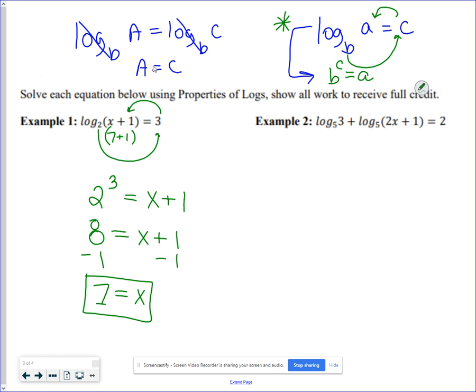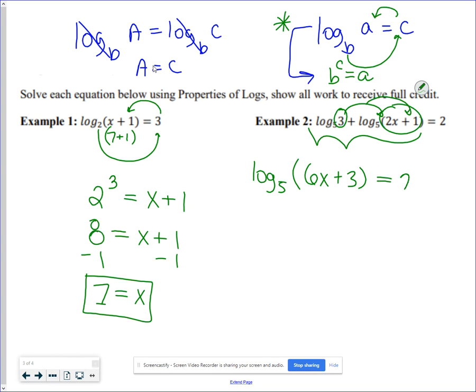All right, so let's try example 2. Well, example 2 is a little different than example 1. On example 1, we just had one logarithm. On example 2, we got 2 logarithms. So we're going to do it like we did yesterday. We want to combine these 2 logarithms. We're adding 2 logarithms of the same base. So if we want to write them as one logarithm, we use multiplication. So I'm going to take 3 times the quantity 2x plus 1, which will give me 6x plus 3. I take the 3 times the 2x and 3 times 1. And that's equal to 2.